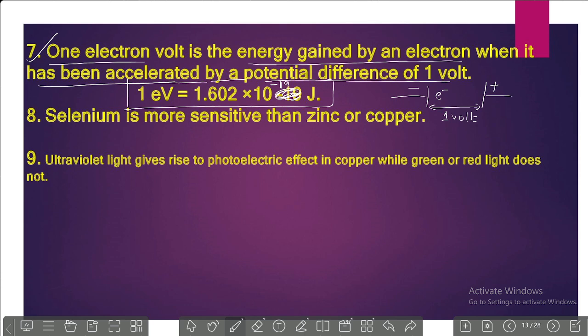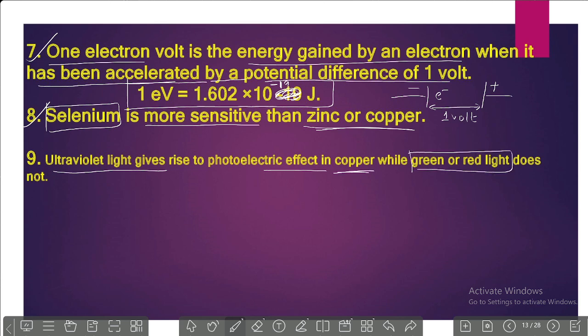Now next point, listen. Selenium is more sensitive than zinc or copper. So remember this also. Now next, UV light gives rise to the photoelectric effect in copper, while green or red light does not. For copper, which light? UV light. Green and red are visible light, so copper does not give photoelectric effect for them, but it gives for UV light. So this one you remember, one point.